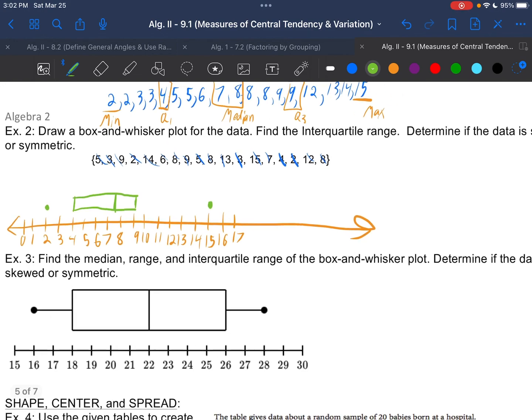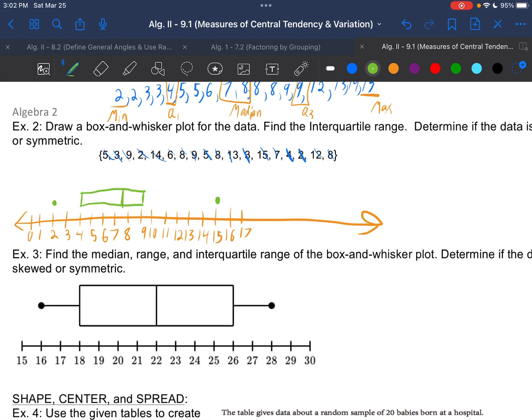And we're also asked here to find the interquartile range. Oh, I'm sorry. I forgot to draw the actual whiskers there. So finding the interquartile range, or I'll abbreviate as IQR, is going to be done by taking the quartile 3, the upper quartile, and subtracting the lower quartile, aka quartile 1. So 9 minus 4 is 5.